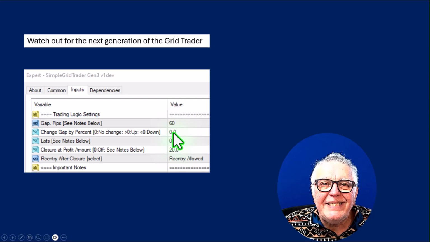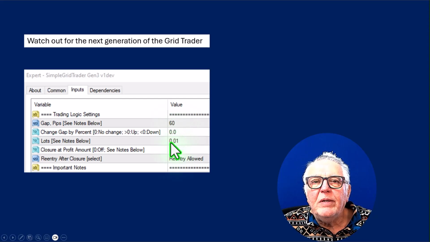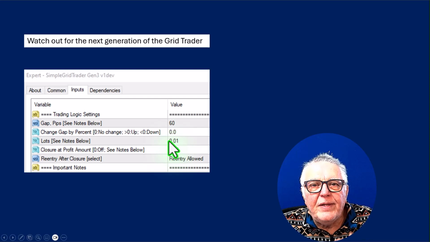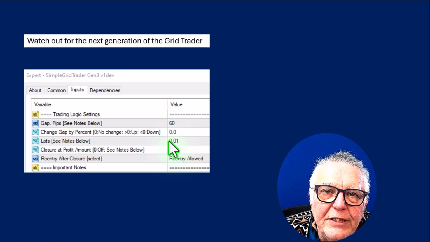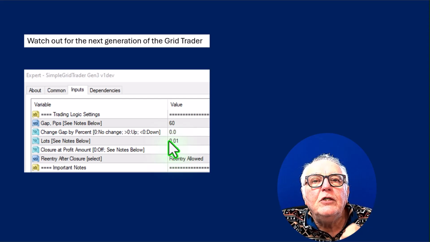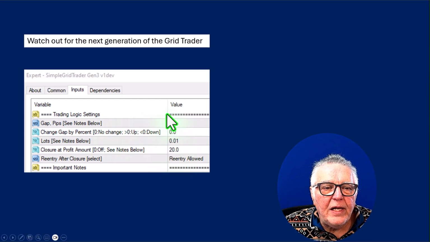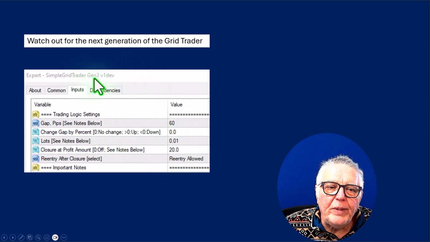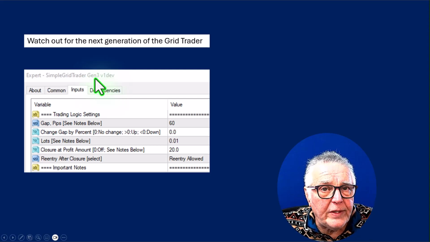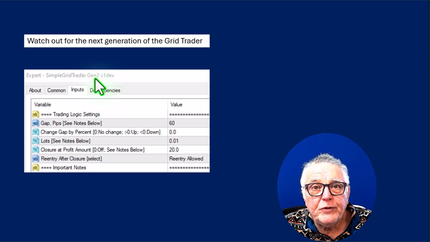And let's say we put 10% in there. So that 60 will become 66. Then it will most probably go to 73. And then from 73, it most probably would go to 81, and so on and so on. So the grids will continue to increase to reduce the risk of runaway markets. And that will be available in the next week, and that will be generation 3. So these are not upgrades of the simple one. These are alternative versions of grid trading EAs.